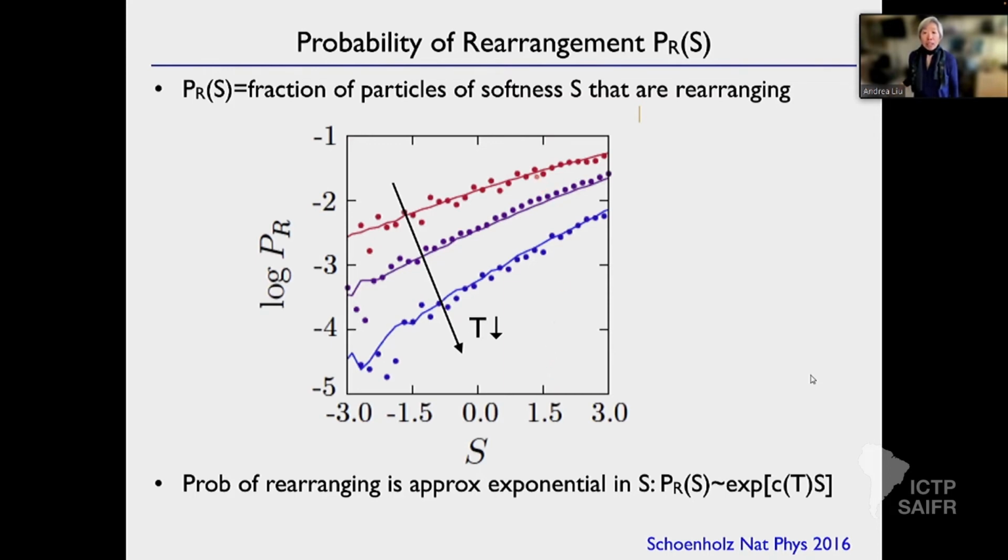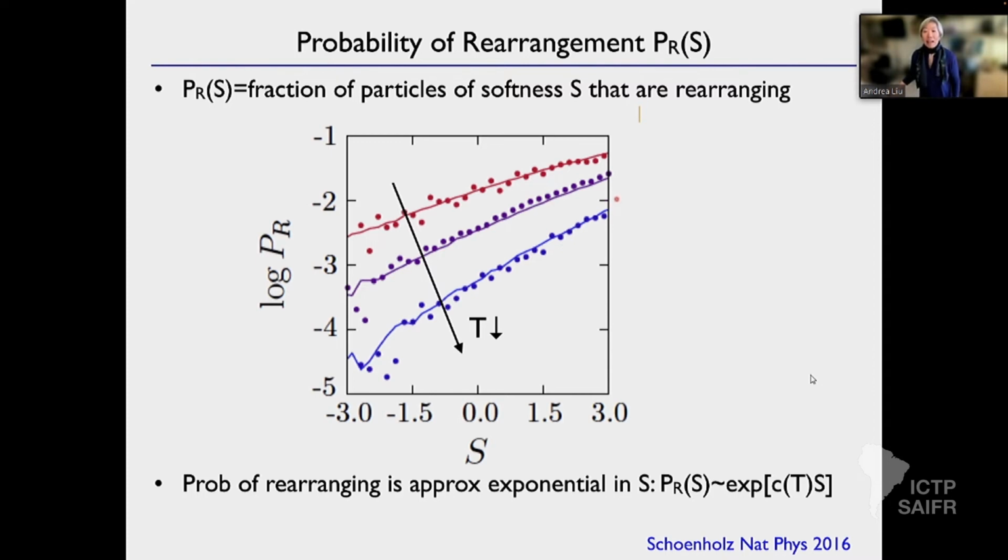Now, what we can do is look at the fraction of the particles in some interval of time of softness S that are actually rearranging. It's really how strongly this depends on softness that tells us how good a predictor softness is. What you can see is that at high temperatures, it's always monotonically increasing with softness, which is good. The softer it is, the more likely it is to rearrange.